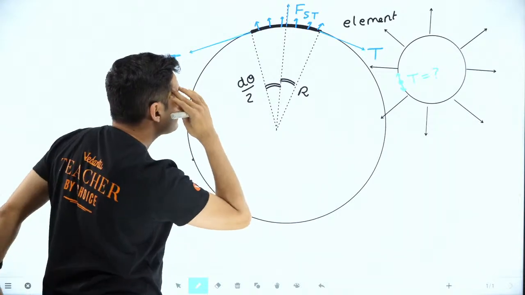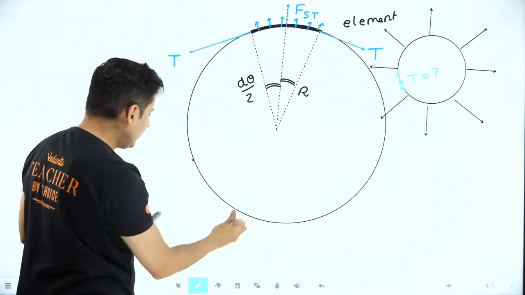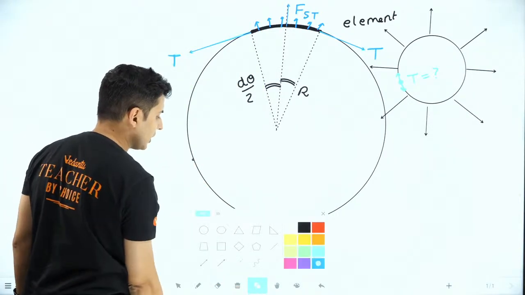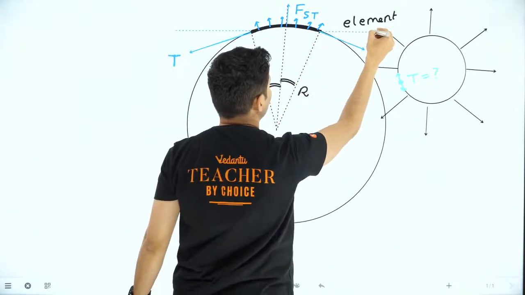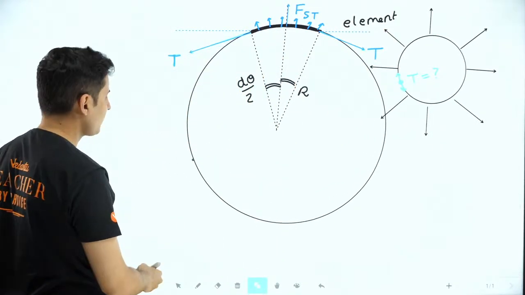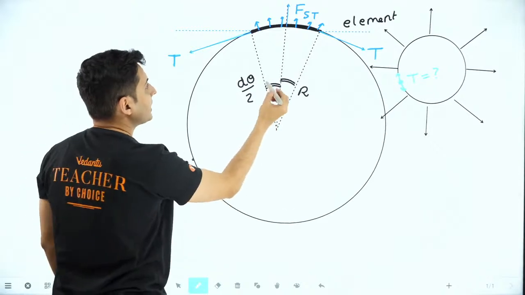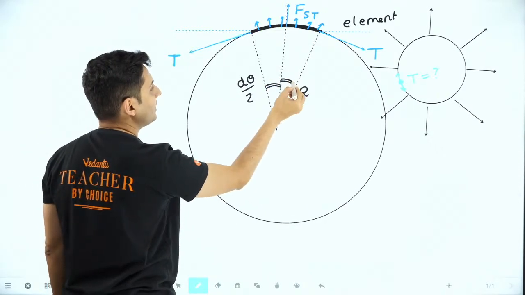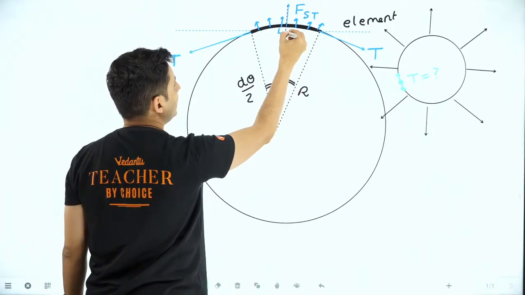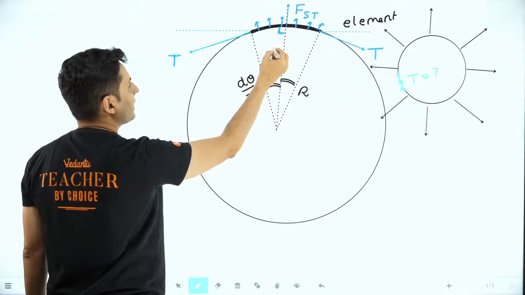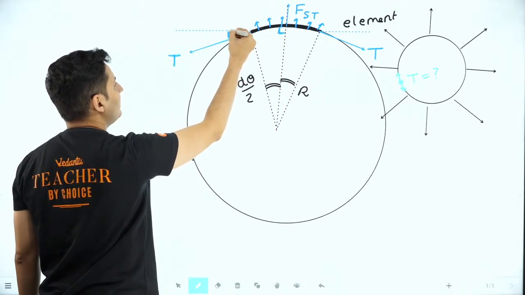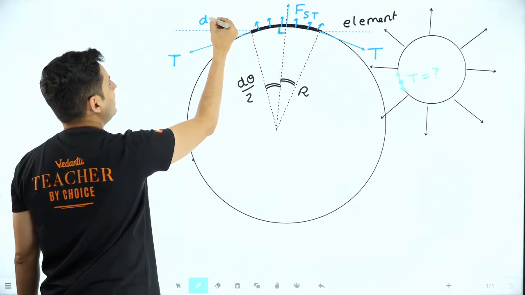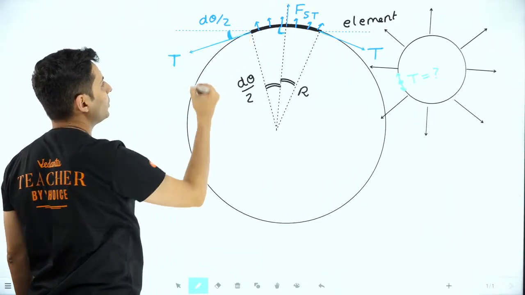Now, if this much is understood, let's try to resolve these forces because it's very important. Without resolution, you cannot solve it. So I'm just showing the horizontal lines. Now think about it. If this is d theta, if this is 90 degrees, then how much is this angle? I feel even this angle should be d theta by 2.